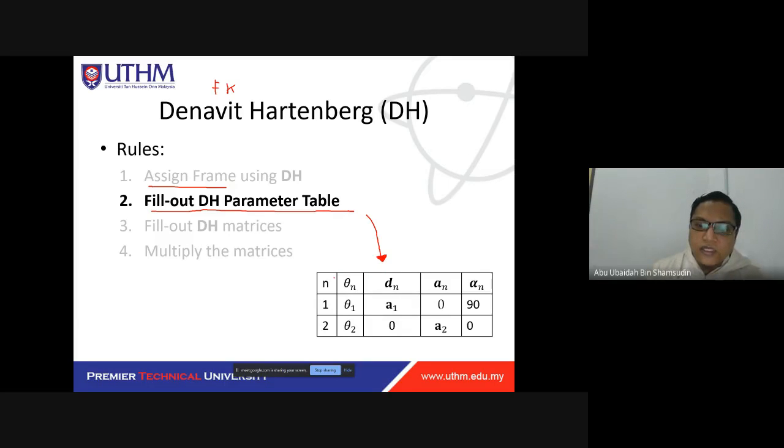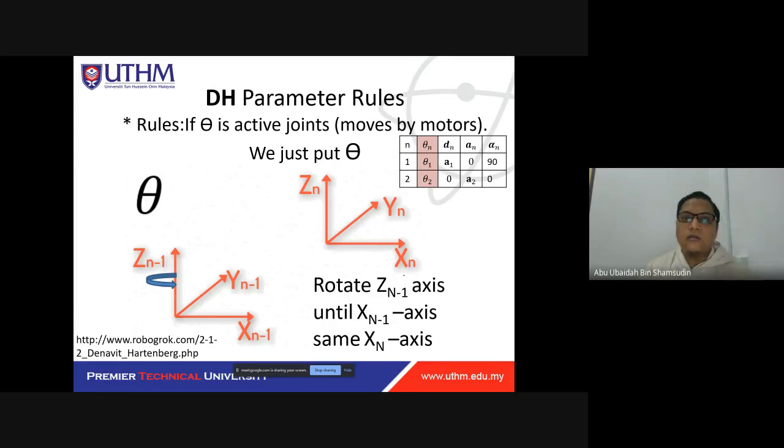Okay. So basically, there are only four parameters that we need to find for each assigned frame. So these are the four parameters. Let's go for the first one. So today we will learn only how to find these four parameters. Okay, the first parameter is theta.